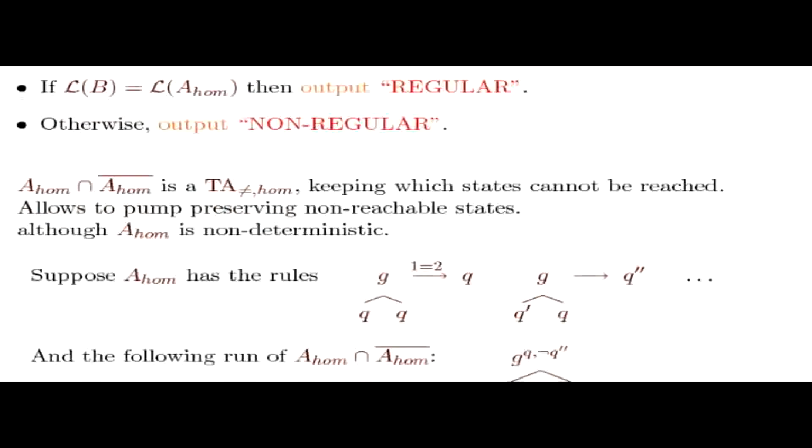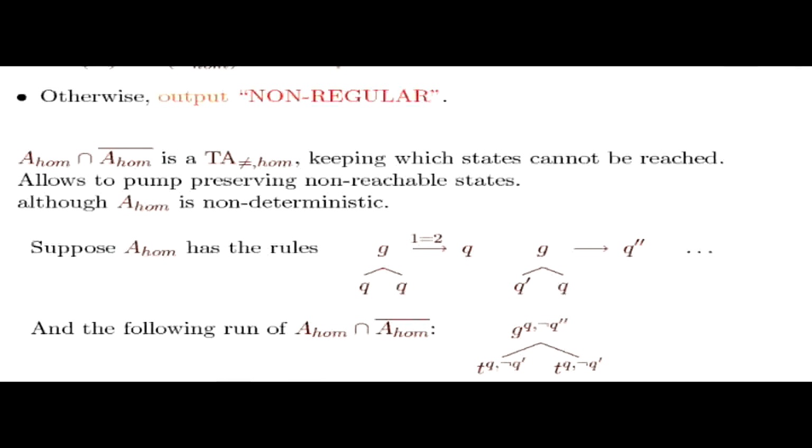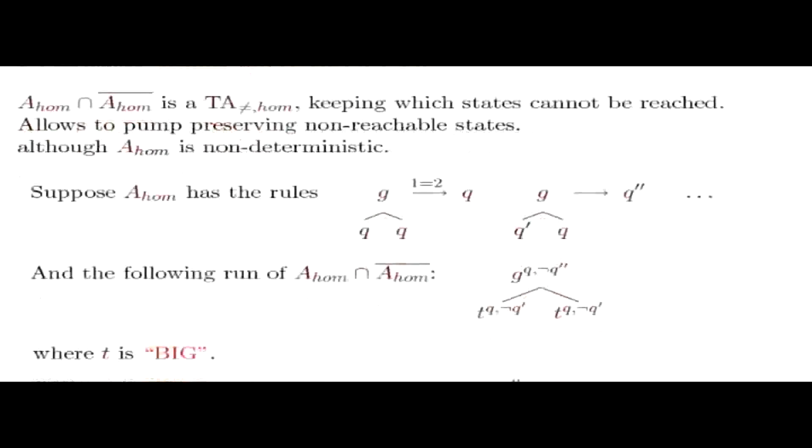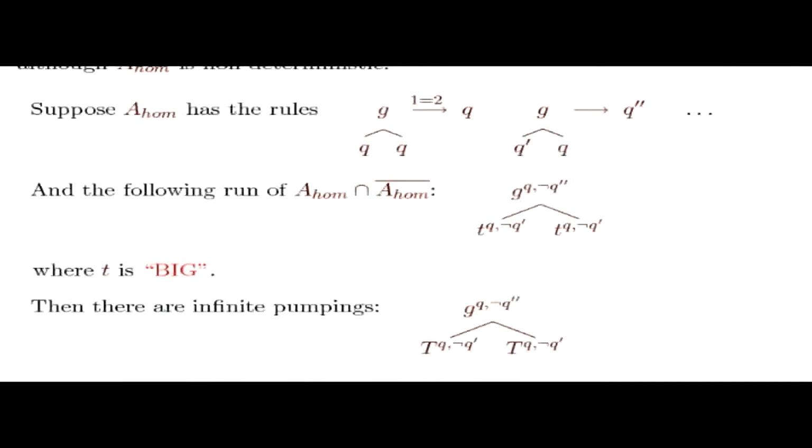Suppose we have this run for a big enough term, where we are also marking the unreachable states with the complement automaton. In this case, only the first rule is applicable because Q' is unreachable for the first child, and hence the second rule cannot be applied. Suppose the same happens for the rest of the rules. Then we have infinite pumpings on these positions, that is, infinite elections to put the same subterm at both children and preserving the reachable and unreachable states.